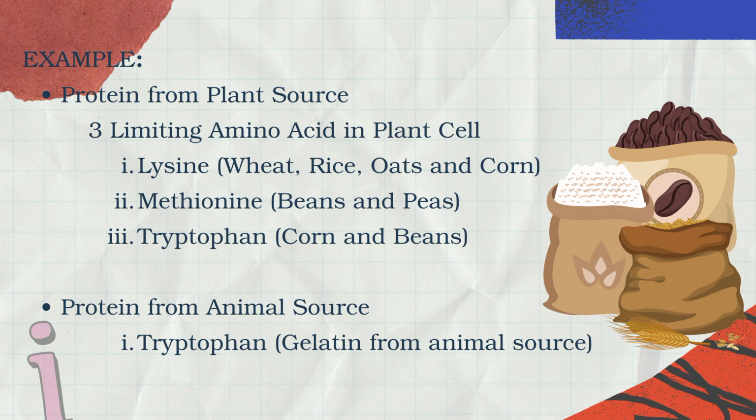With plant proteins, three amino acids are often limiting. First is lysine, which is limiting in wheat, rice, oats, and corn. Next is methionine, which is limiting in beans and peas, and tryptophan, which is limiting in corn and beans. Note that both corn and beans have two limiting amino acids. Soy is the only common plant protein that is a complete dietary protein. There is one common incomplete dietary protein that comes from animal sources. It is gelatin, a protein in which tryptophan is the limiting amino acid.